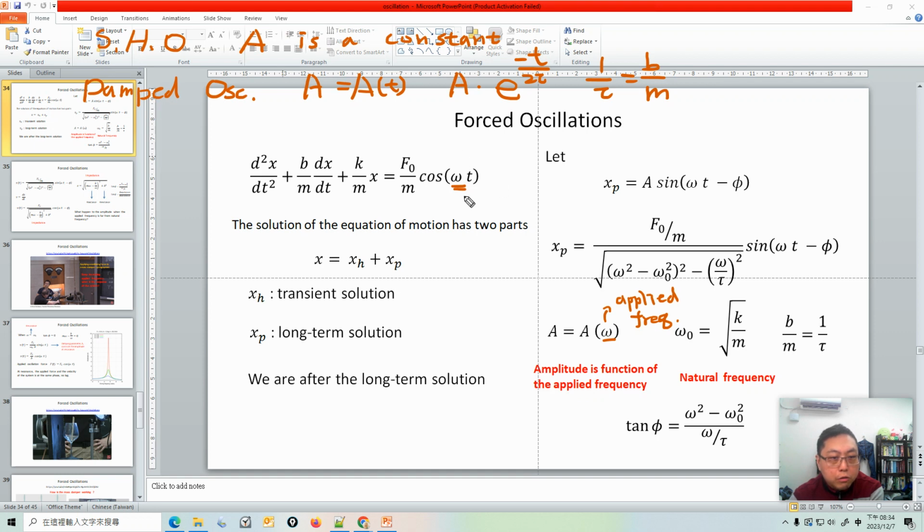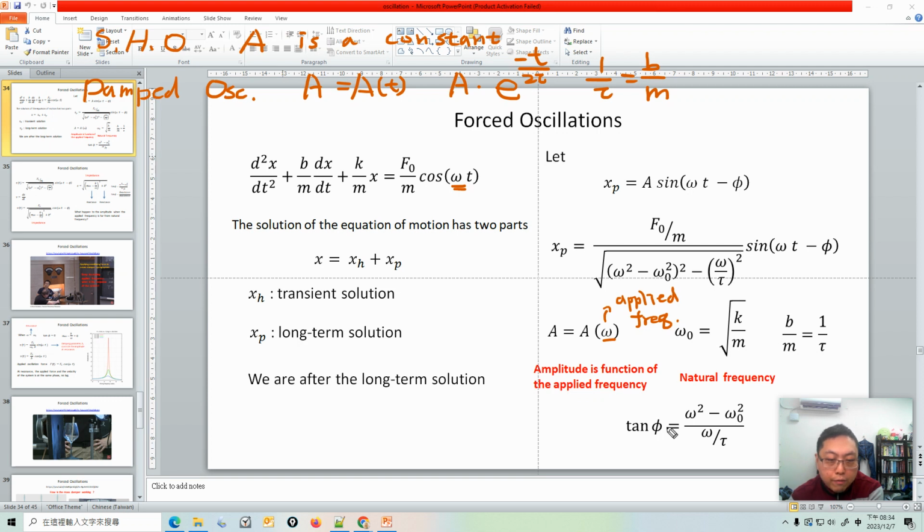And now in forced oscillation, our amplitude is a function of the applied frequency. That's very important. And omega 0 is called the natural frequency, which is the square root of k over m. And here b over m is also 1 over tau, the reciprocal of the relaxation time.